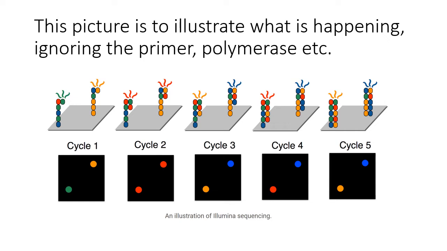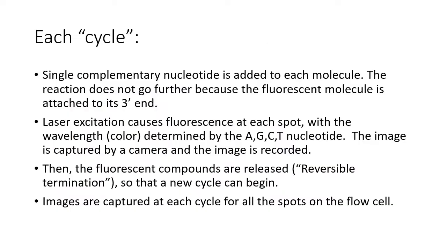So we're going to then start our sequencing, and the first color is going to be as given. First in this little patch, we have a green and an orange, and those, of course, can be identified as to what nucleotides they are. So that's the first cycle. Each single complementary nucleotide is added, but the reaction doesn't go any further because the fluorescent molecule is attached to the 3' end. So now we're going to excite this with a laser, and that will identify what fluorescence is there at each spot. So the color is going to be determined, and we will capture the image, and the image is recording.